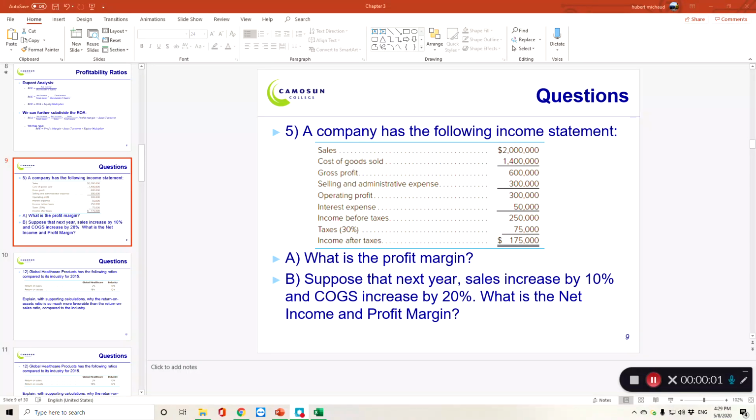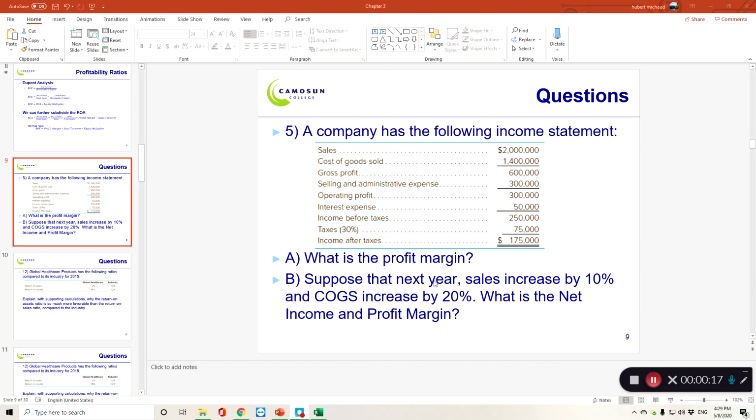Okay, so you should have done these questions, and now I'm going to give you the answer. The answer should be pretty straightforward for the first question here. What is the profit margin? Profit margin is net income divided by sales. So I just take 175,000 divided by 2 million.